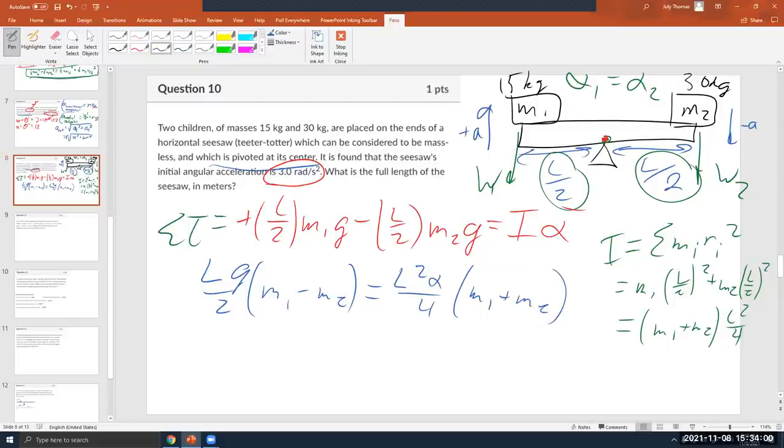And what do I know here? Well, I know g is 9.8. I know alpha right here. And I know both of my masses. The only unknown here is L. You'll notice that you have an L and an L squared. That gives you an erroneous answer of L equals 0, which doesn't mean anything. And then you'd solve for your other L value, and that would give you the answer.